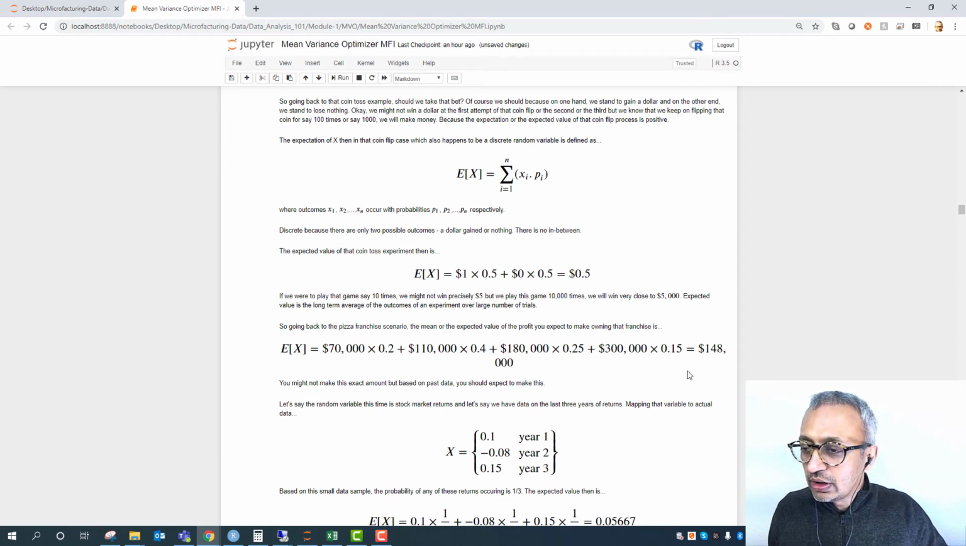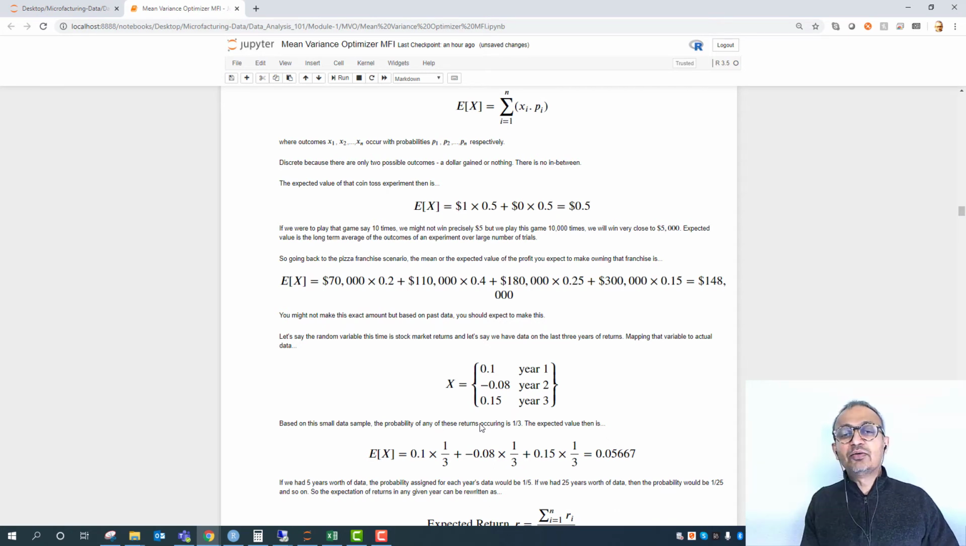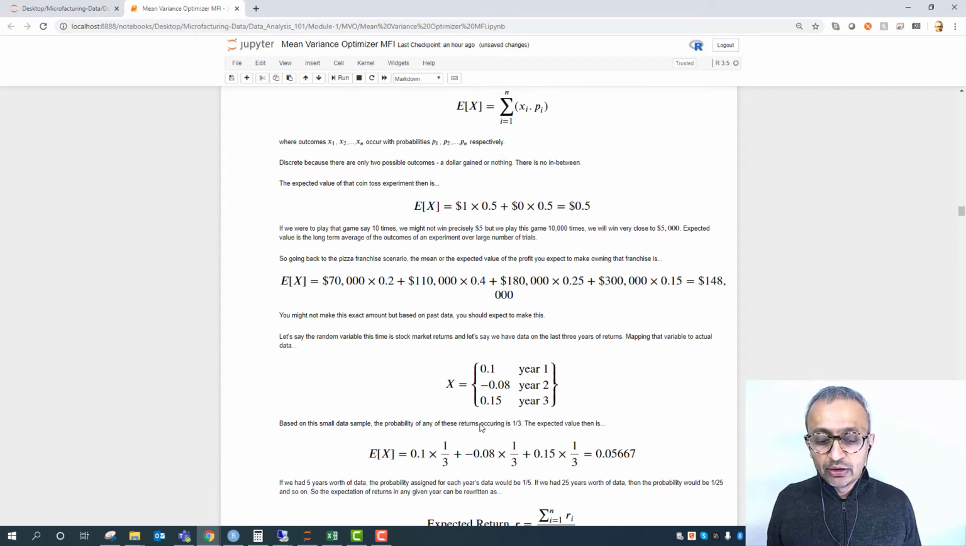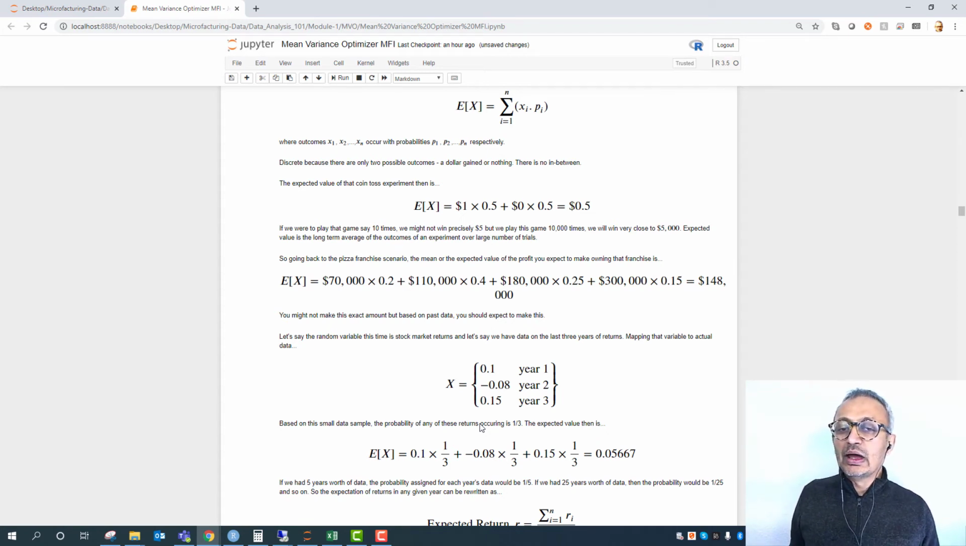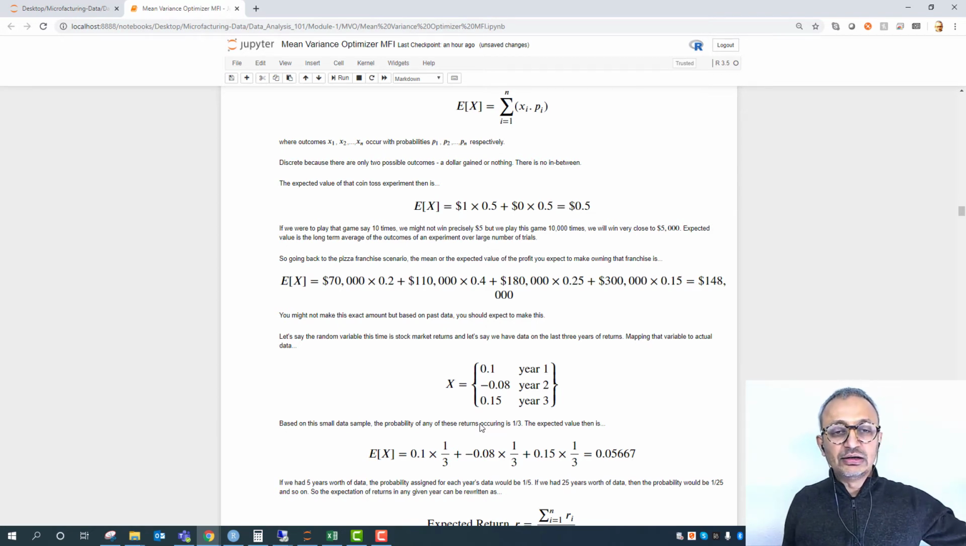So I'm not sure how clear that was, but let's go back to the pizza franchise example we were talking about. Expected value is nothing but average, or mean. And we talk about average all the time, right? So the average of 5 numbers, or the average weight of these 10 people, or the average height. So we talk about averages a lot.